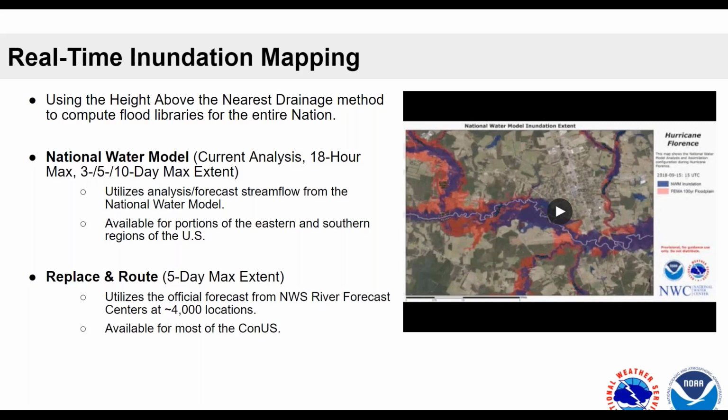The second type of inundation mapping that we are focusing on at the National Water Center is termed replace and route. We only provide a 5-day max extent for that. And the big difference here is that instead of using the National Water Model stream flow guidance, we are using the official forecast from those approximately 4,000 locations I mentioned that are gauged locations for the National Weather Service.